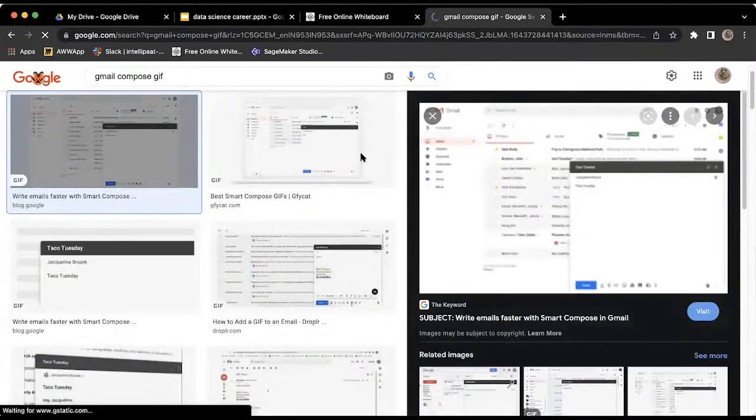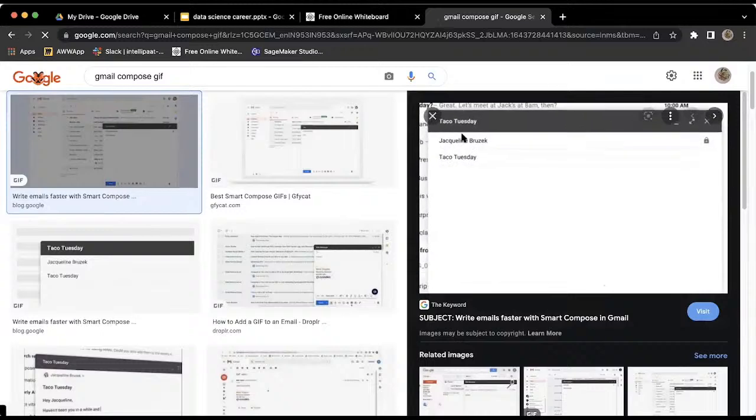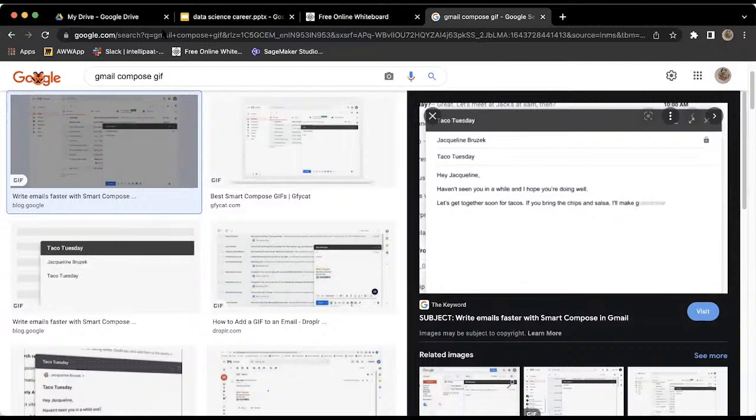I'm showing you a GIF here. I hope you all can see this, right? So let's say this email is being built. The user says Taco Tuesday as the subject line, and they write, hey, Jacqueline. And after that, you see that Google is now trying to predict what the email can be. Haven't seen you in a while. Let this GIF repeat and I'll go with the email. For every word, it's going to predict the sentence. Does next Tuesday work for you? Say around 6? See, it's trying to predict all these things.